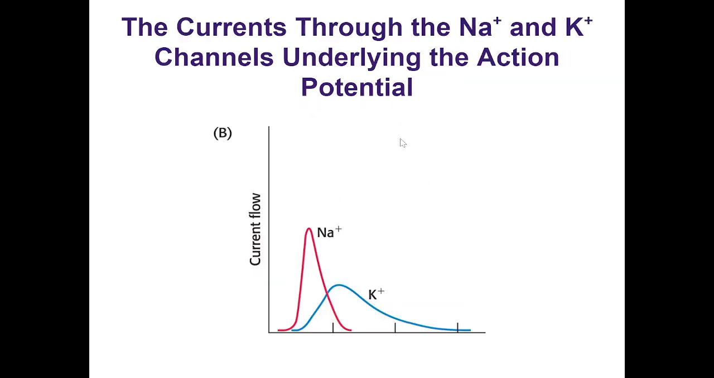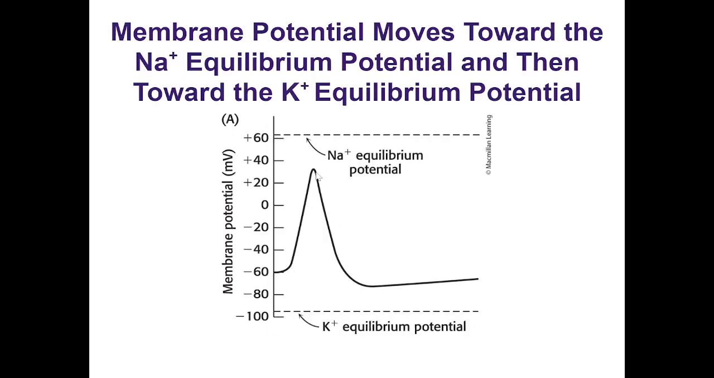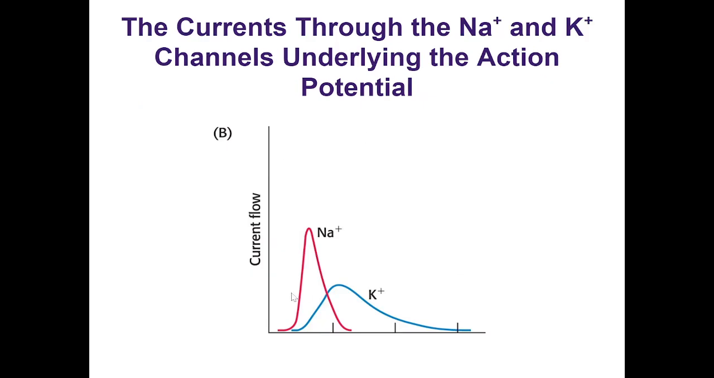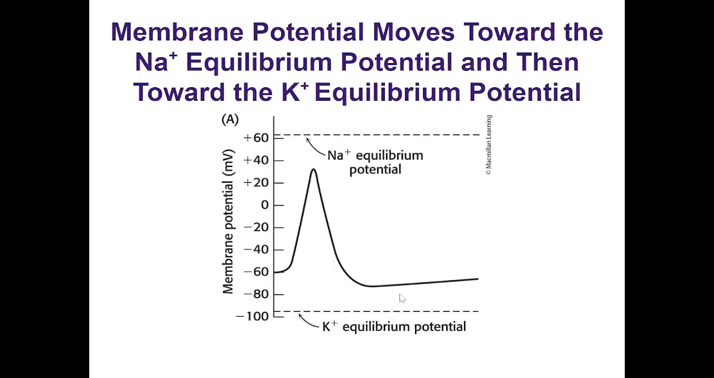Okay, so this right here is the current flow through your potassium and sodium channels that underlie this action potential. So this would actually be the time-resolved current flows here. We have the sodium potential, and that's why we're going towards the sodium potential, right? And this is then followed by the potassium potential. And this pulls us back to the potassium potential right there. Everybody see that okay?